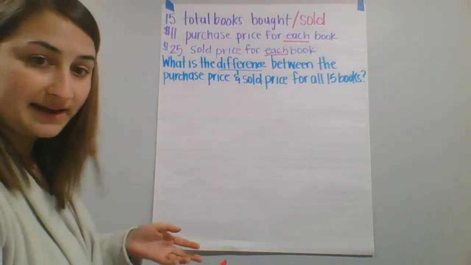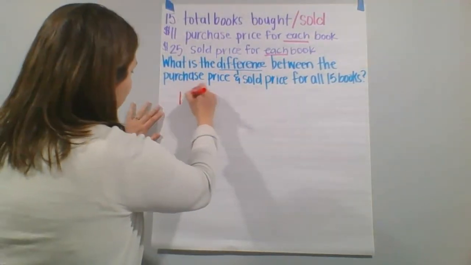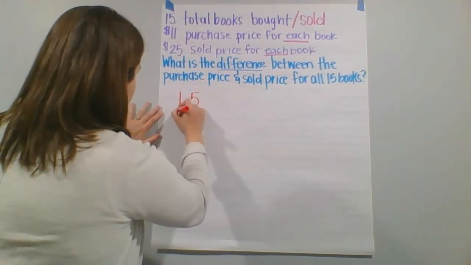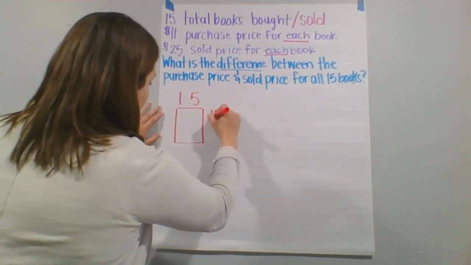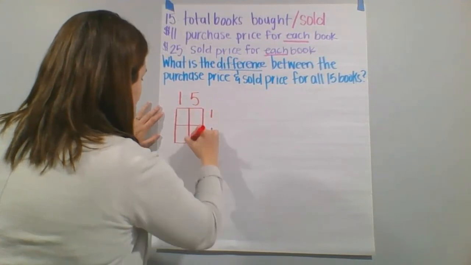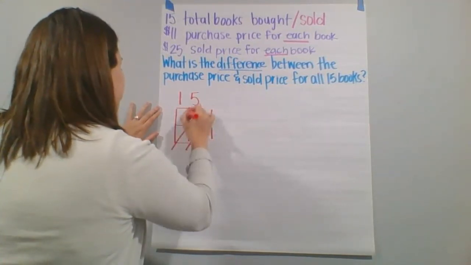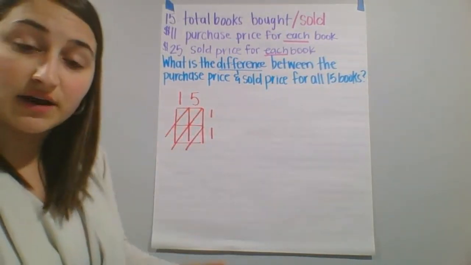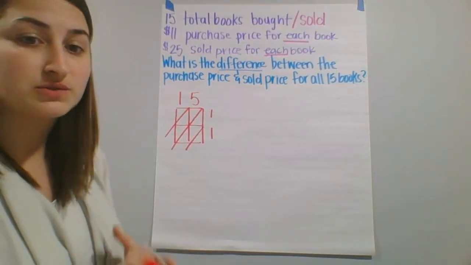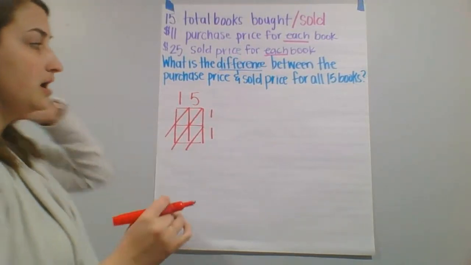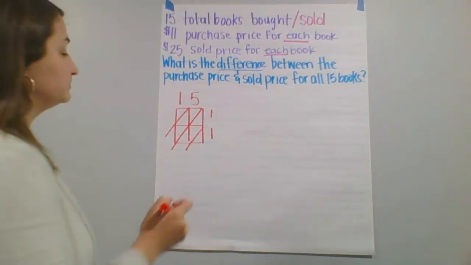So I'm going to use lattice. I'm going to put 15 up top, and I'm going to do 11 on the side. And remember, you can use the standard algorithm, you can use partial products, you can use whatever strategy you would like. I'm going to use lattice today.